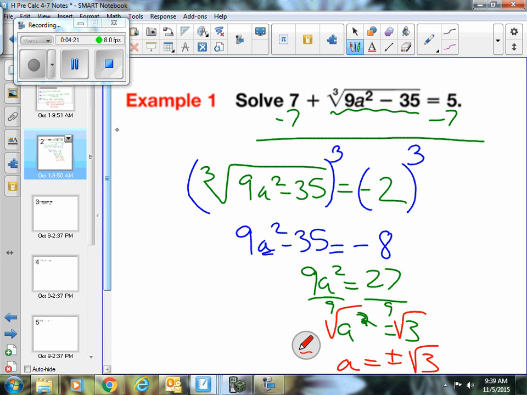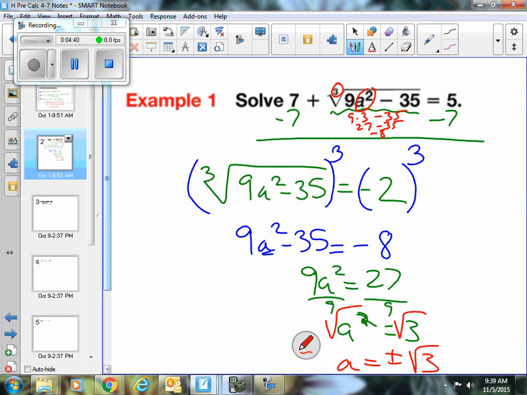Okay, let's check our answer. When you plug in either positive or negative square root of 3 for this a squared, either a negative or a positive, when you plug it in, it will be a positive answer. So square root of 3 squared would be 3. So we have 9 times 3 minus 35. So 27 minus 35 would be -8.